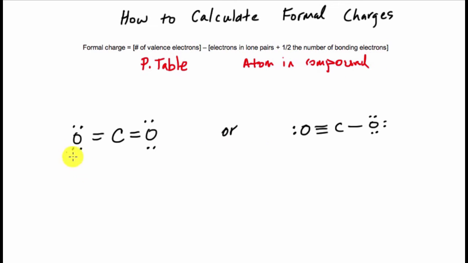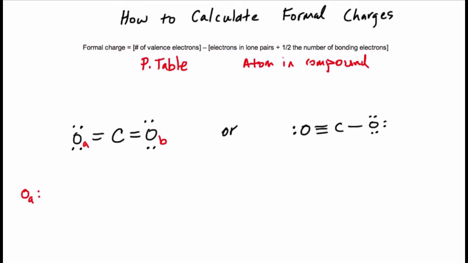So I'm going to calculate the formal charge of oxygen. Now I have two different oxygens, so I'm going to call this oxygen A, and I'll call this oxygen B. They're really going to be the same because of the way they look, because they have the same electron arrangement. So I'm going to do oxygen A, and I'm going to calculate the formal charge.